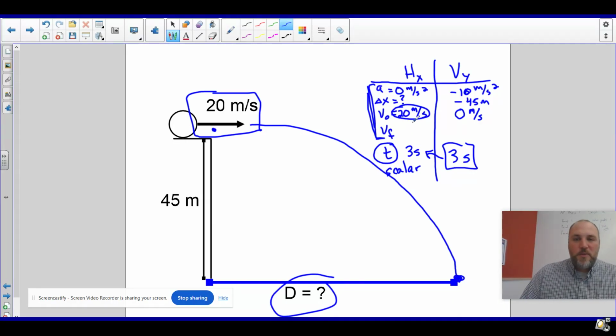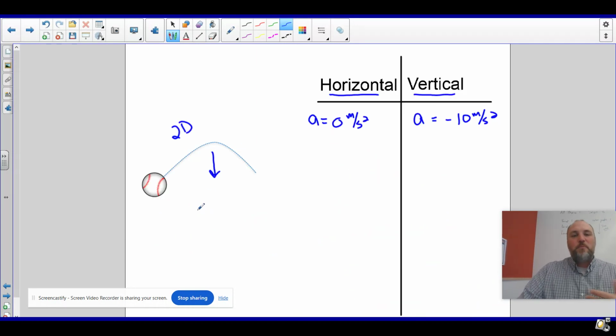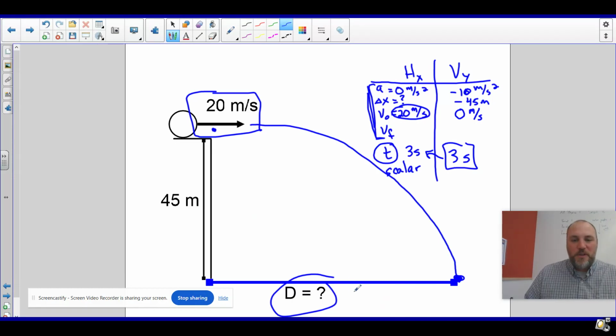So now I have the time that it's going to take this object to land. And if I want to determine the distance, I can use my initial velocity of 20 meters per second and my time of 3 seconds. But wait, that's exactly the constant speed problem that we had done before. So 20 meters per second for 3 seconds, this object is going to travel 60 meters.